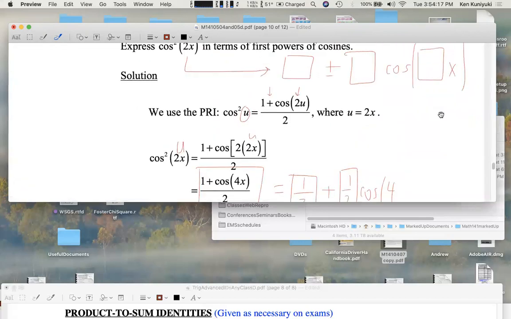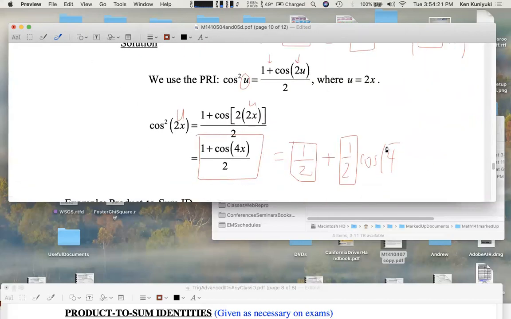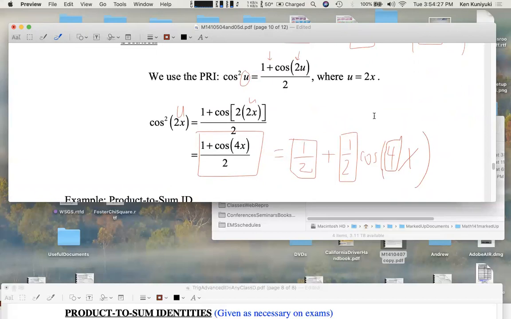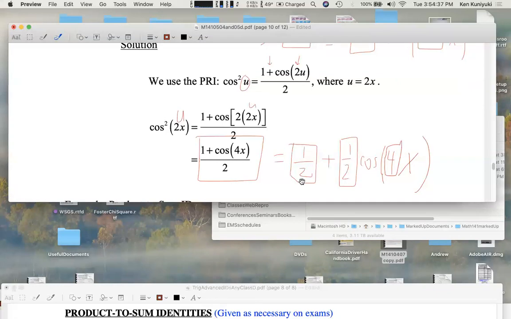I guess I put a box here too. I might give you the 4, but now cosine of, it's a 4x over here. All right. So this is 1/2 plus 1/2 cosine of 4x. Again, we're writing this in terms of first powers of cosines, and calculus really loves to take the derivative or the integral of this thing. It can do it term by term.